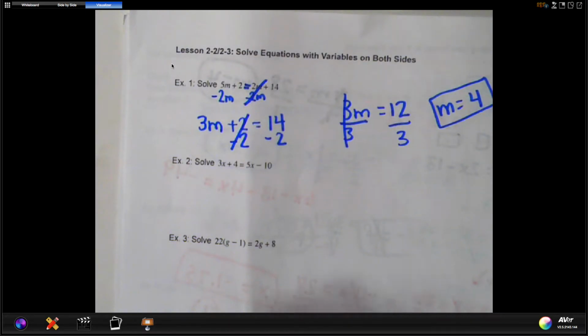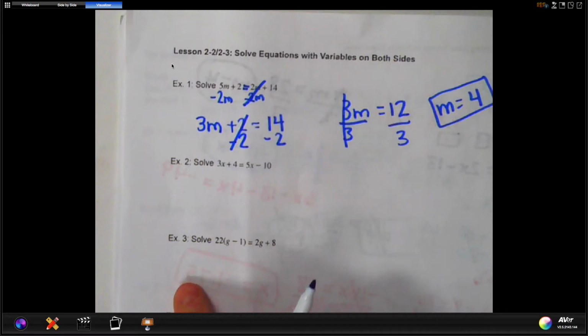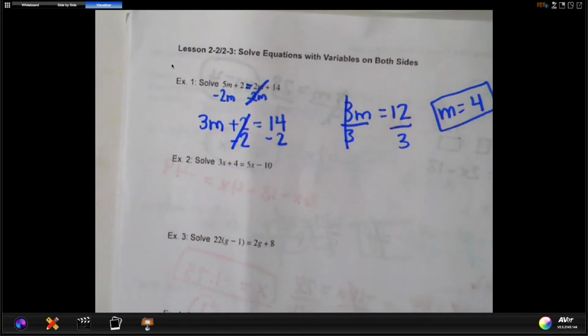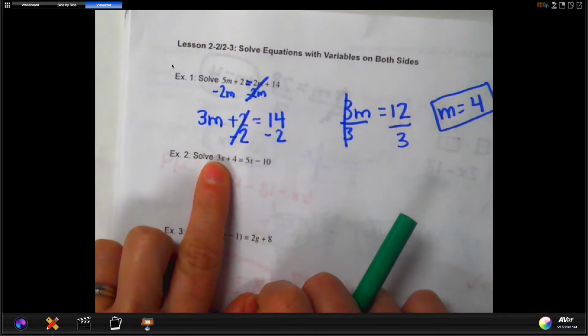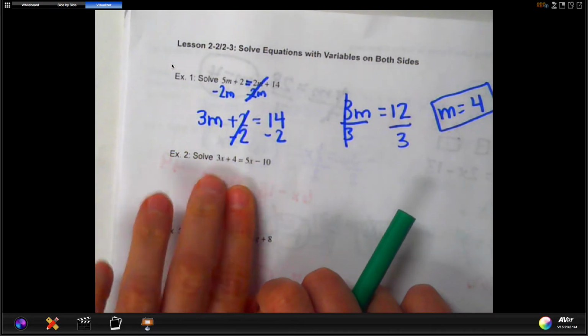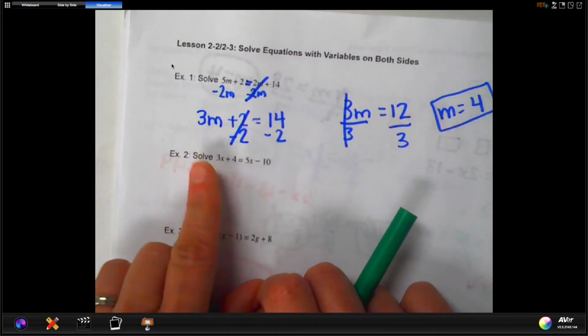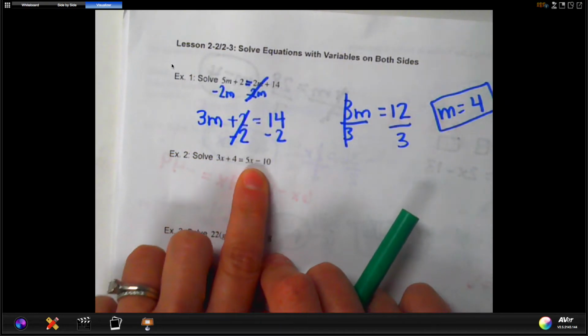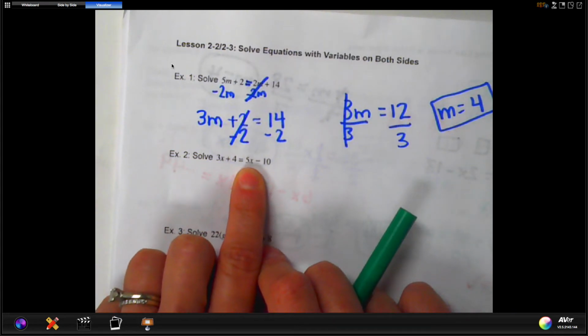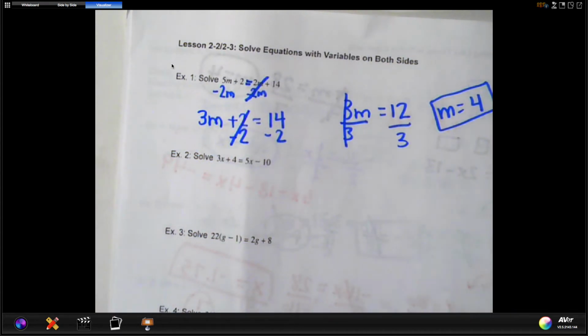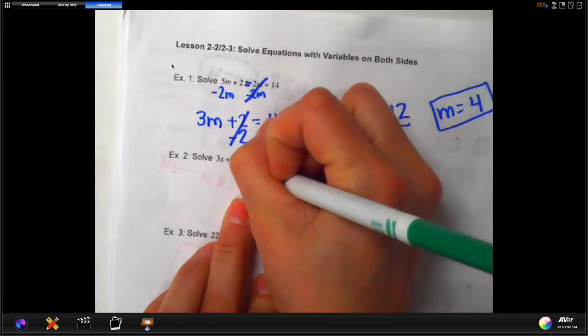Again, example 2, if you don't have the note packet, the example says 3x plus 4 equals 5x minus 10. Again, we now have two sets of variables. We have a 3x right here, and we have a 5x on the other side. If they're on opposite sides, we need to cancel one of them out. I always cancel the one on the right side to get it over to the left. So, starting with my 5x, that's a positive 5x. So to cancel that out on that side, I need to put a minus 5x or a negative 5x here. So that's where we'll start.